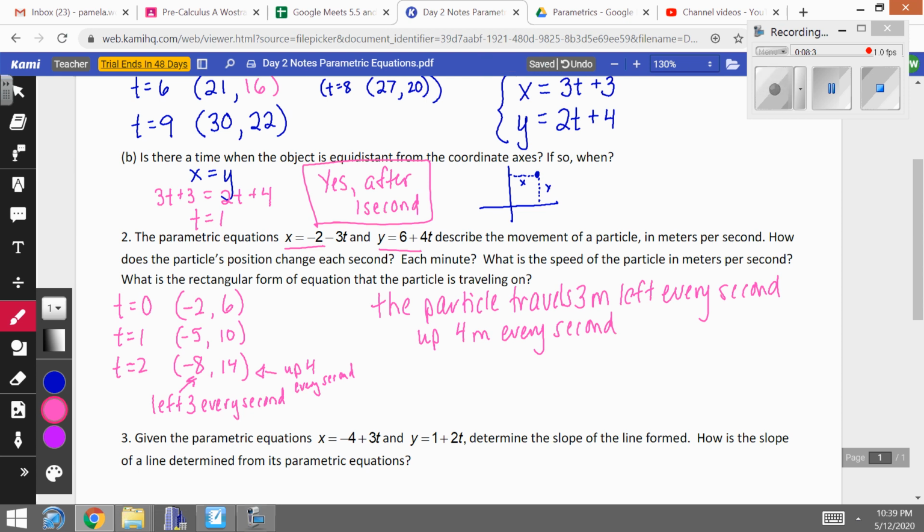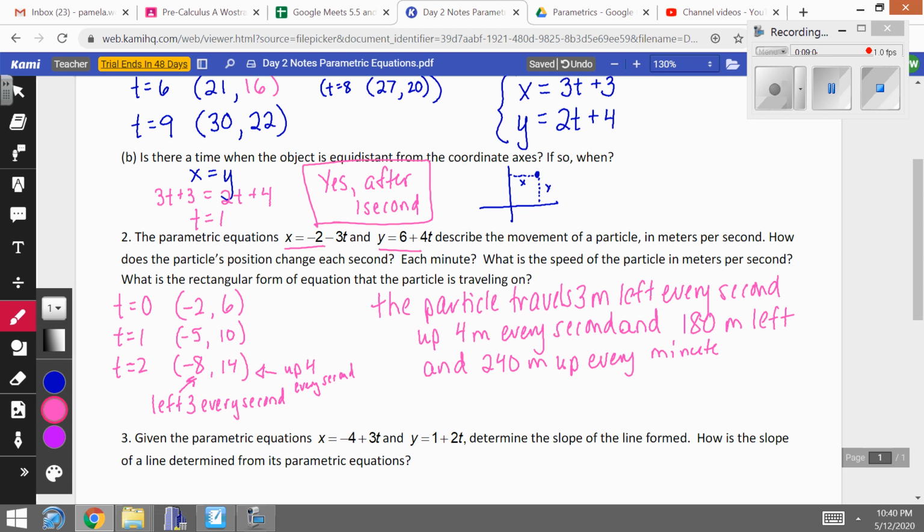So now we also want to do that in each minute on this one. If that was every second, we know that there's 60 seconds in every minute. That means if I take the 3 meters and multiply by 60, it's going to be 180 units or meters left. And we are doing 4 times the 60, that would be 240 units or meters up every minute.